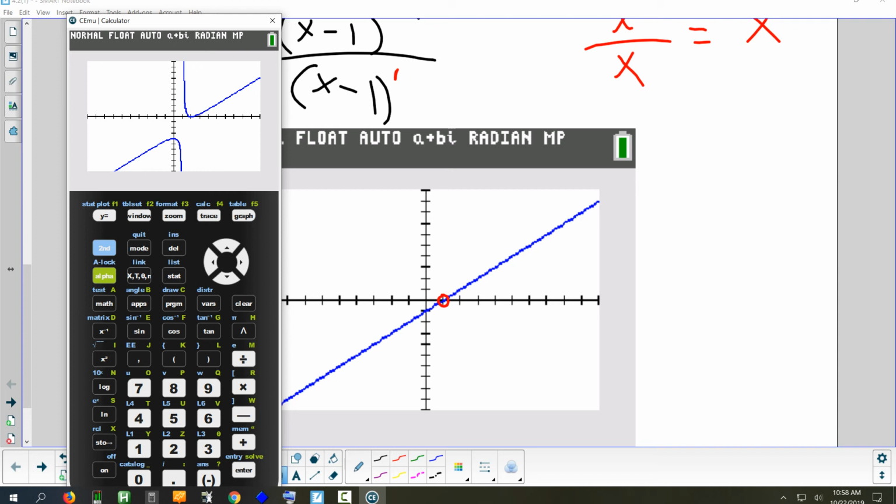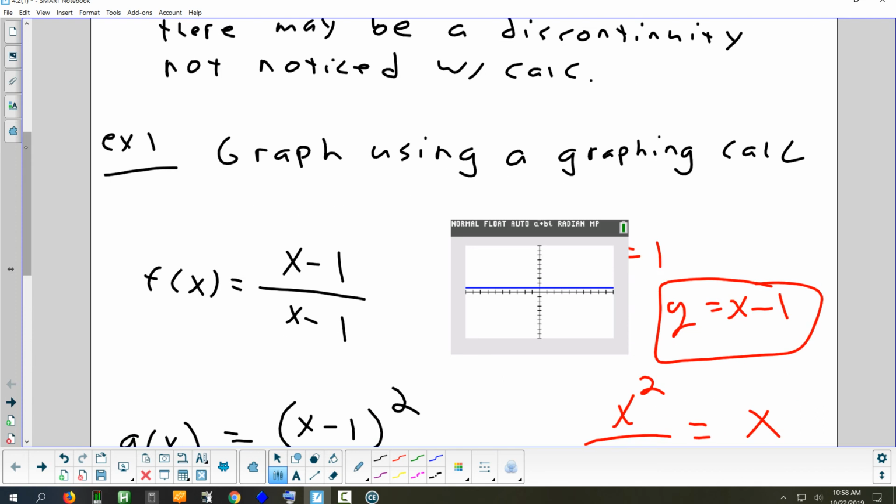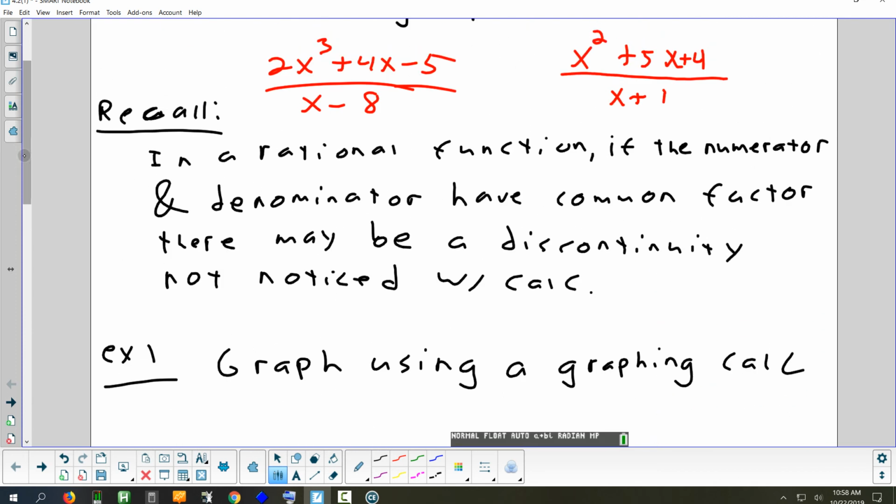So, why are there holes in the graph? There's a hole when you have a common factor. If the numerator and denominator have a common factor, you will get a hole. If they don't, and there's a variable in the bottom, you're usually going to get an asymptote. So when you don't have a common factor, that's when you get the asymptote.